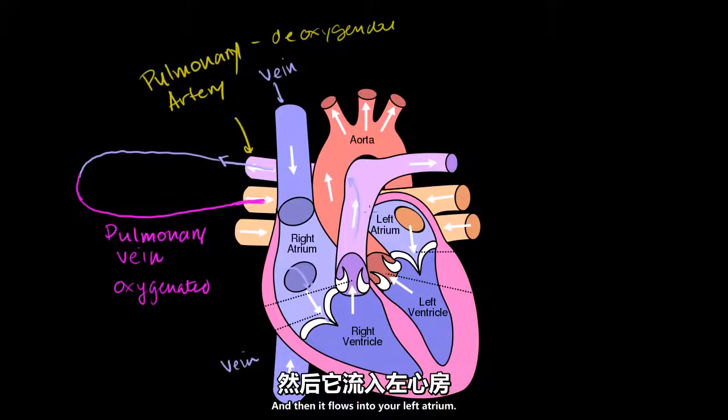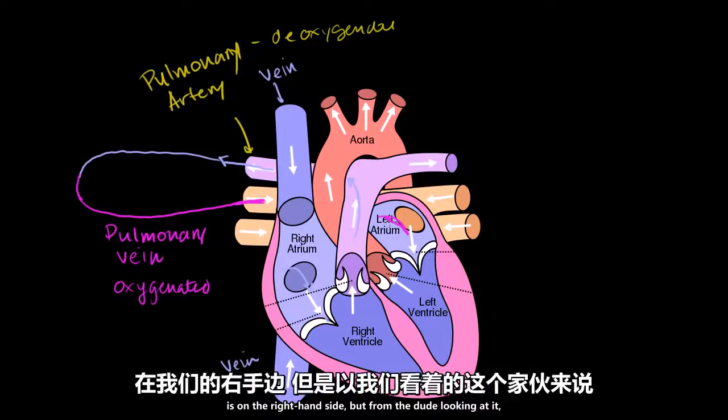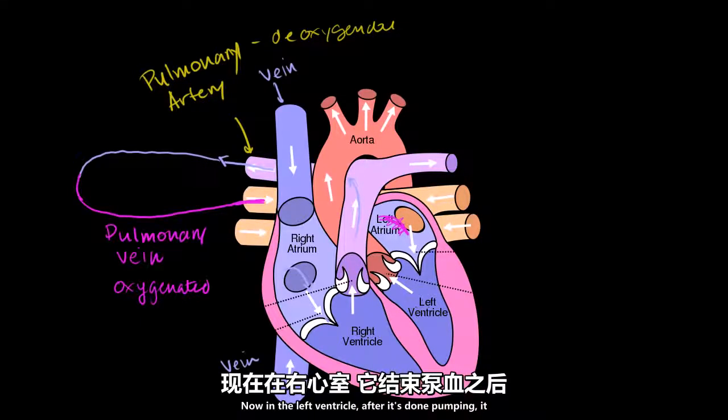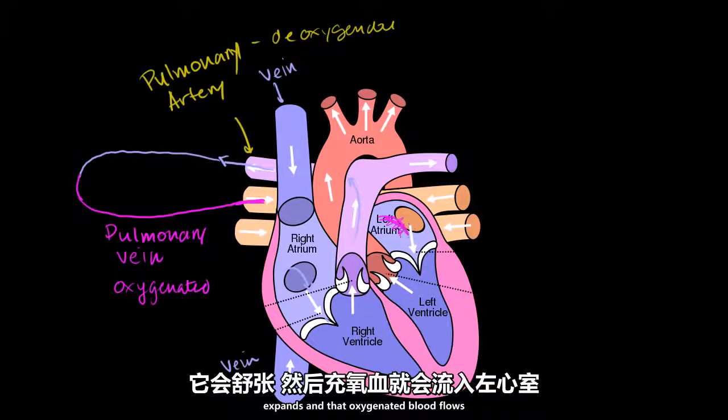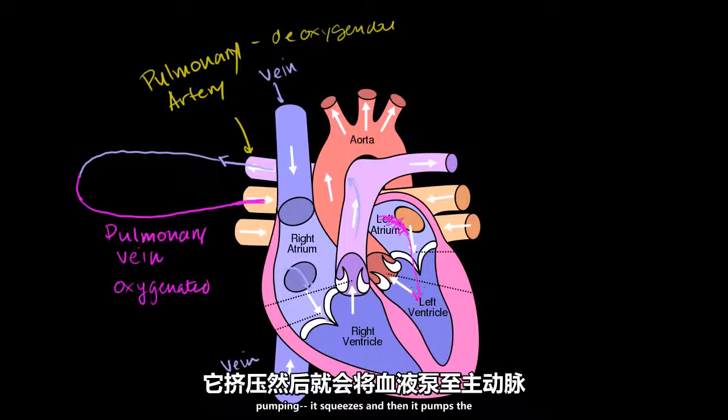And then it flows into your left atrium. Now the left atrium, once again, from our point of view, is on the right-hand side, but from the dude looking at us, it's his left-hand side. So it goes into the left atrium. Now, in the left ventricle, after it's done pumping, it expands, and so that oxygenated blood flows into the left ventricle. The ventricles are what do all the pumping. It squeezes, and then it pumps the blood into the aorta.